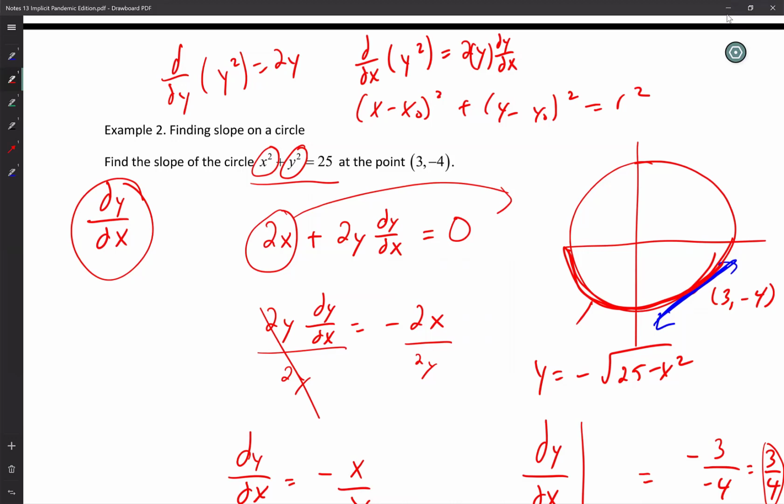Yes, if I'm taking the derivative of everything with respect to y and I have an x, it would be dx dy.